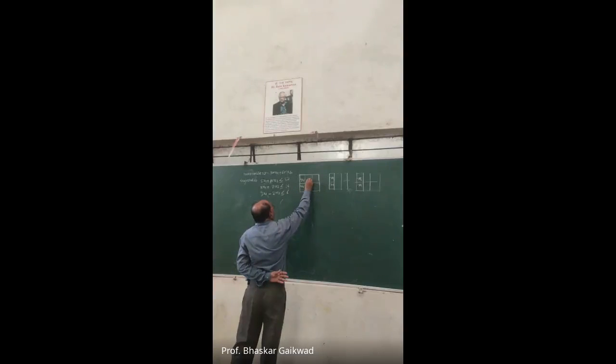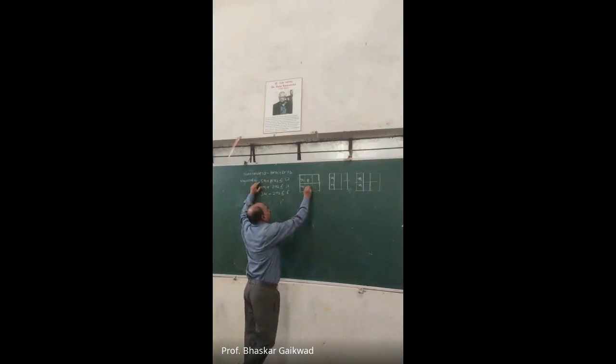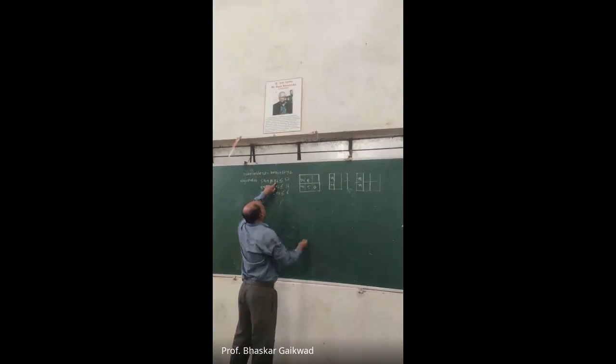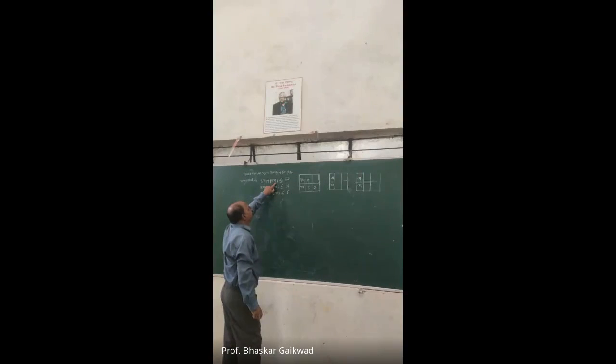Tell me, related to the first table, when x1 is 0, what should be x2? 5. When x2 is 0, what should be x1? 10. Correct.